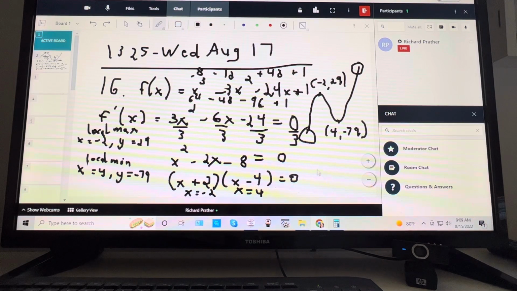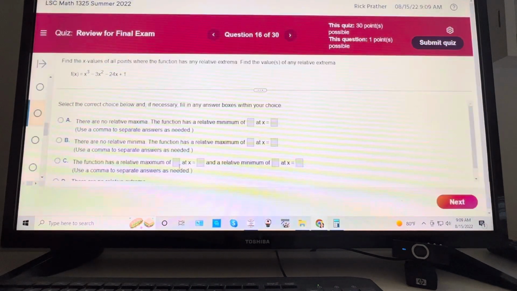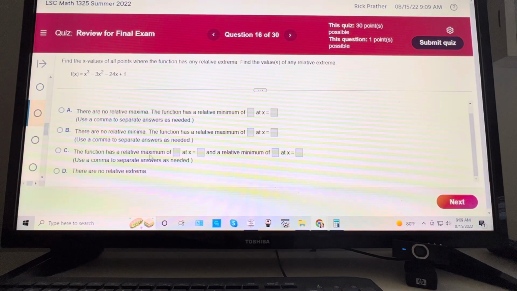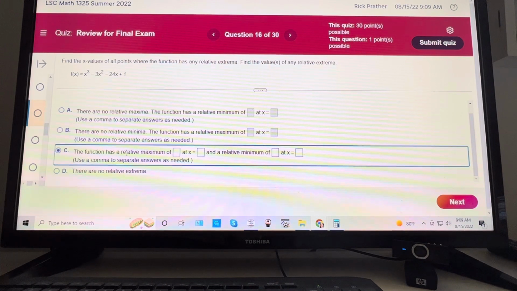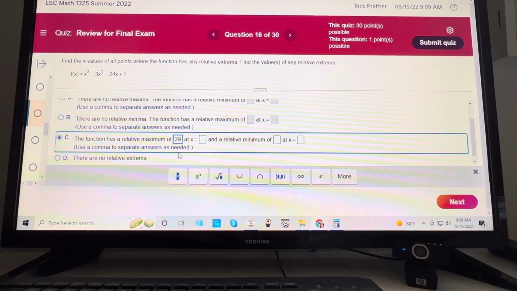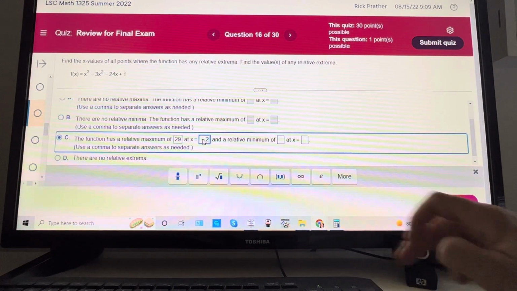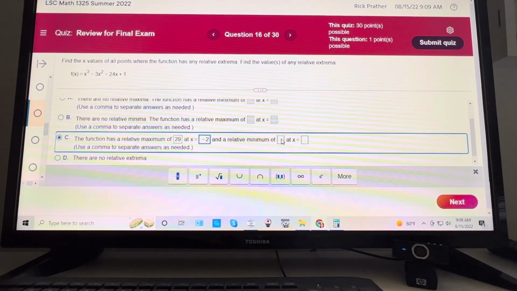But right now I just need -2, 29 for the local maximum. There is one of each. Again, you're not guaranteed to get one of each, but we did get one of each. And they want the value first. There was a relative maximum of 29, that's the y value, at x equals -2. And then there was a minimum of -79 at x equals 4.